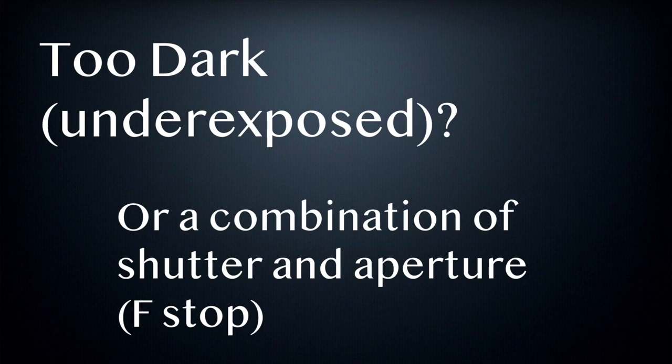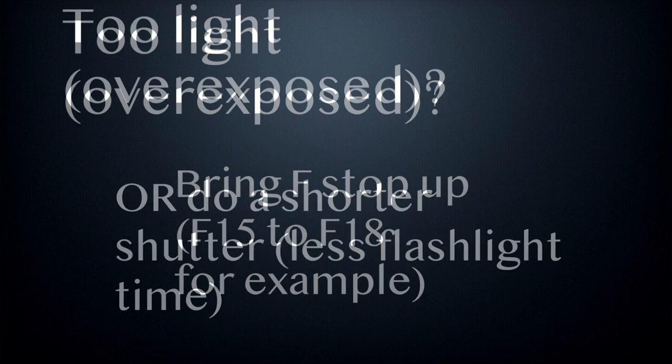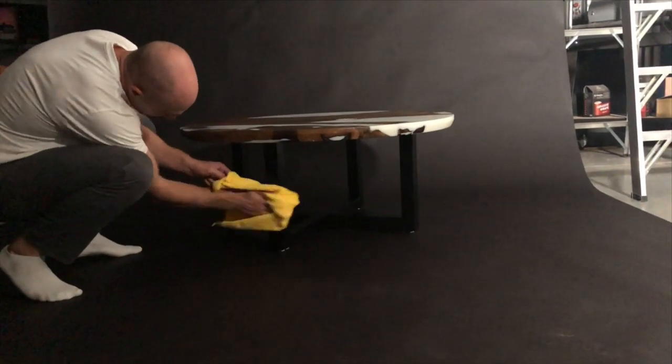If it's too light, if it's overexposed, bring the f-stop up, f15 to 18, for example. Or do a shorter shutter time, just less time with the flashlight. And really just play around with it, do combinations of both, and you'll figure it out pretty quick.